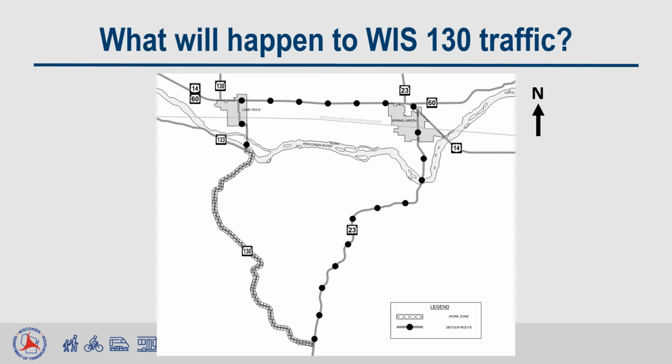The proposed detour route is shown on this slide. Both northbound and southbound traffic will use Wisconsin 23 and US 14 for the detour route. Wisconsin 130 will remain open to local traffic, meaning access to businesses, residences, and properties will be maintained at all times during the project.